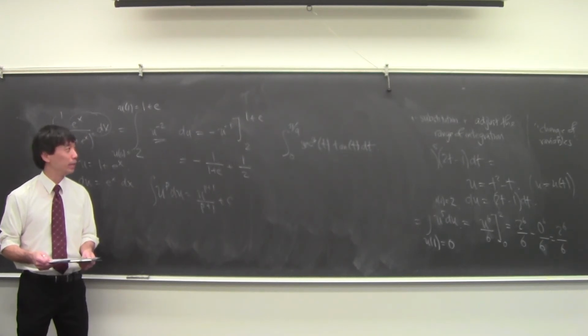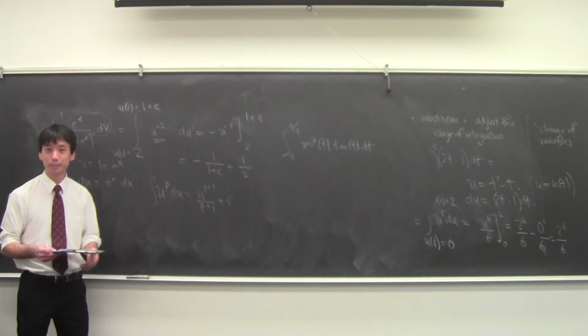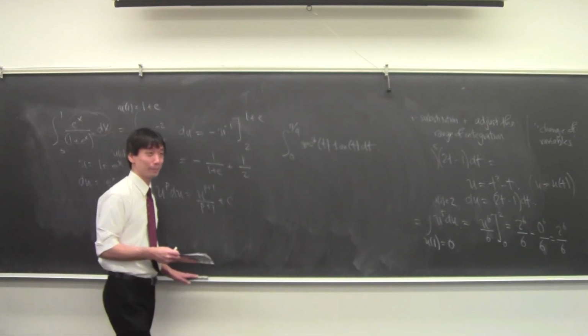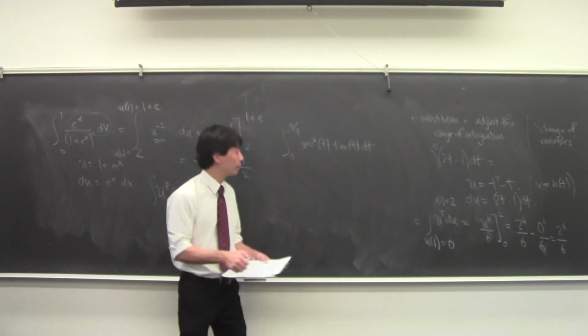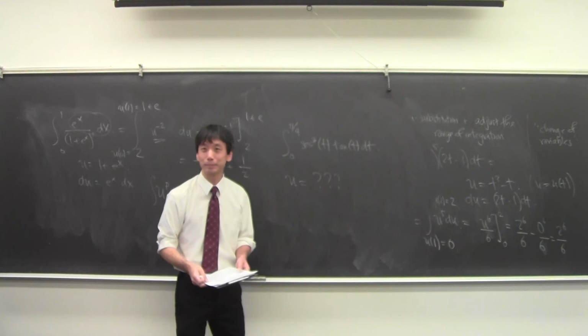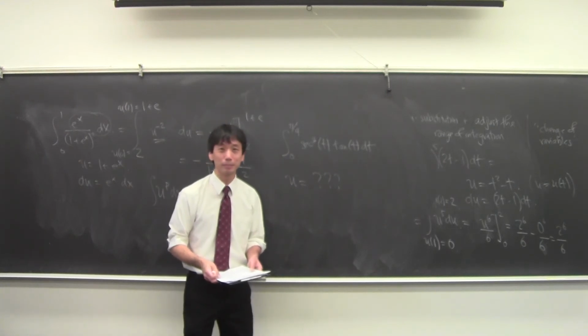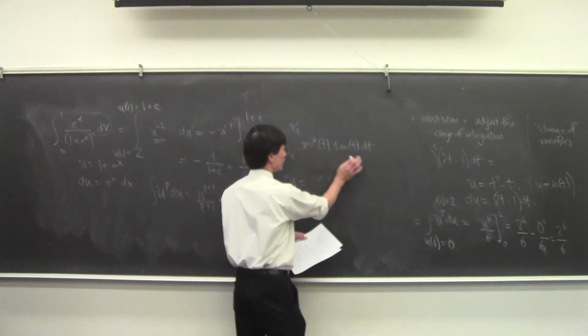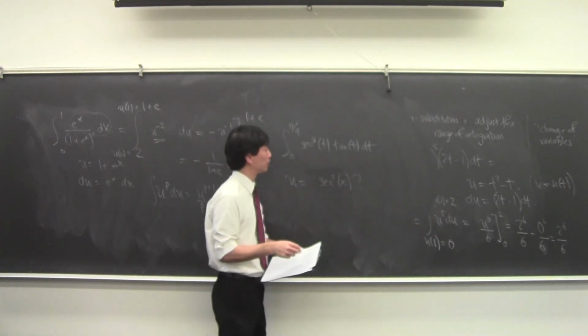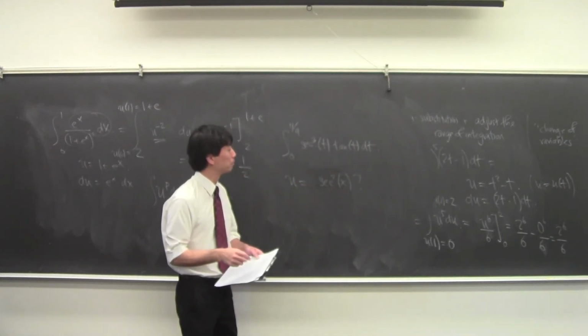Okay, turn to somebody nearby and say, my u is... Okay, what should we let u be? What should u be? Secant squared? Are there suggestions?